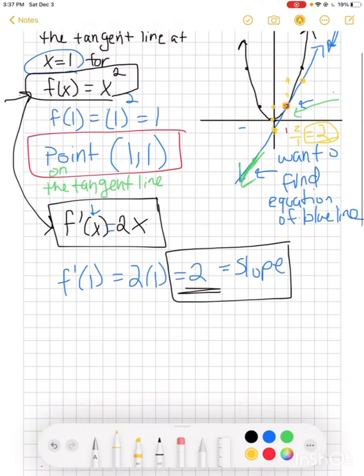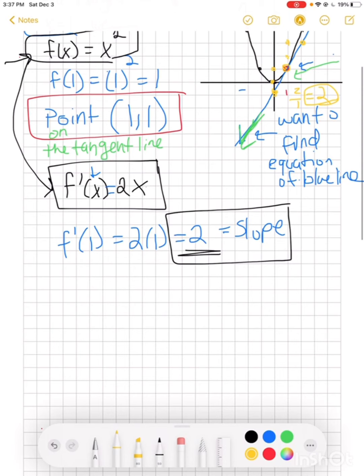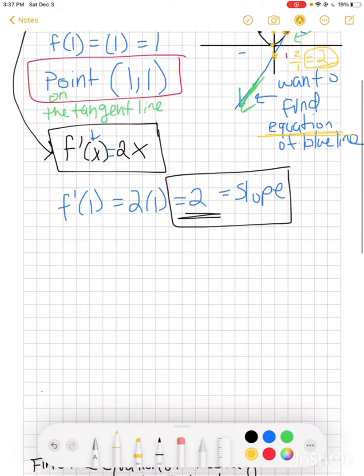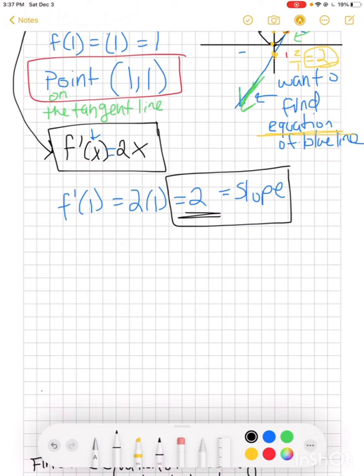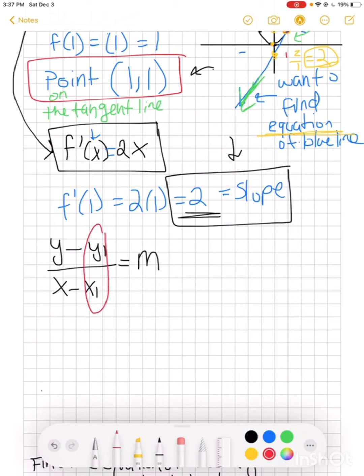Great, so now we have a point and a slope, but we still want to find the equation of that blue line. So what we're going to use next is a handy-dandy equation called the point-slope formula, which lets you take a point and a slope, and it'll help you find the equation of a line. And it looks like this. It's y minus y1 over x minus x1 equals m. And all this means is y1 and x1 are just any point on the line.